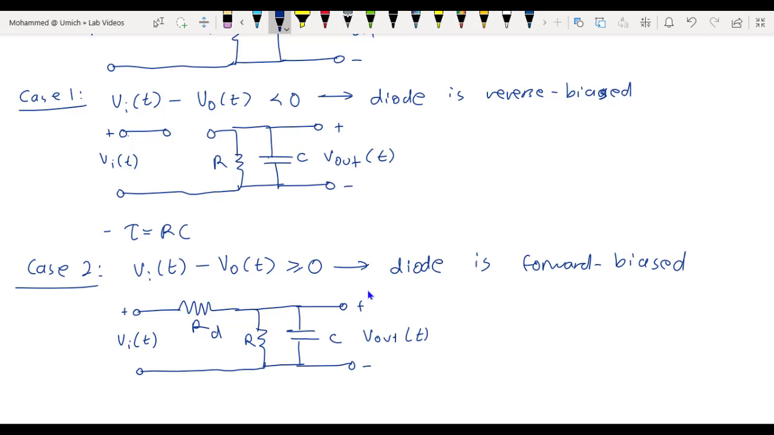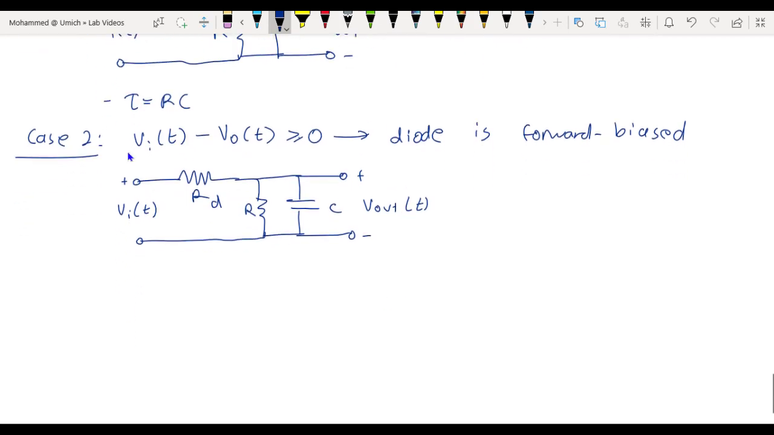Now, before we continue with analysis of the envelope detector circuit for the forward bias case, I want to show that assuming R_D is much less than R, we can replace this circuit with the same circuit but without this resistor R. So we're going to assume that R_D is much less than R. I'm going to first derive the frequency response function of this forward biased envelope detector circuit, and we'll do that in 2 steps. Step 1 is convert the circuit to phasor domain.